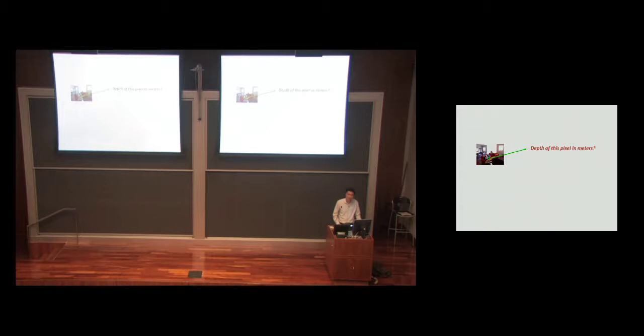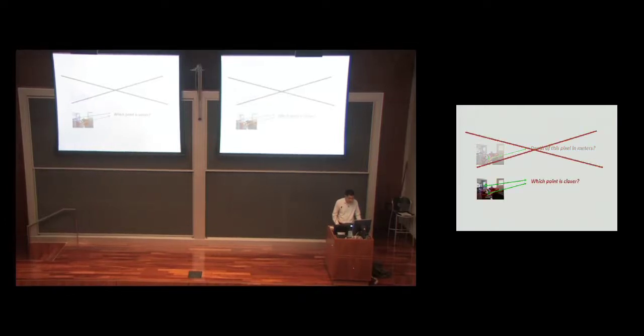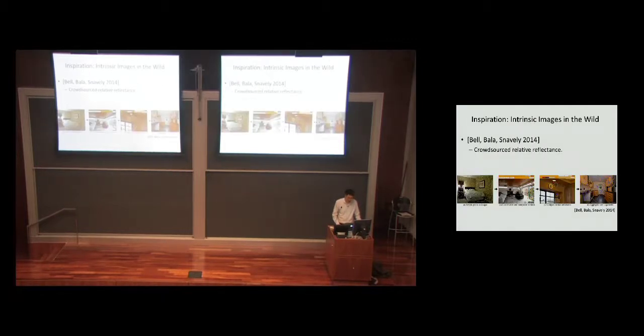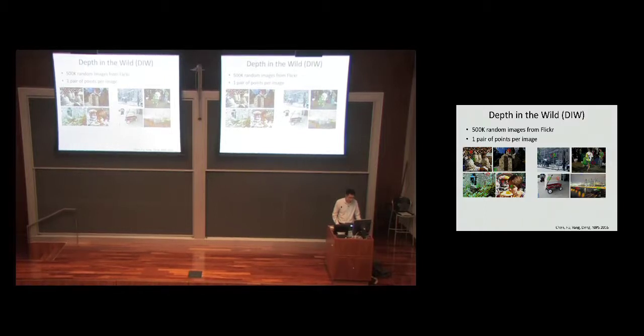The problem is that you cannot really ask humans about the depth value, metric depth, at each individual pixel. You cannot really ask, okay, what's the depth of this pixel in meters? Humans cannot do this very well. So instead, we asked about some alternative forms of annotations. For example, we ask about relative depths: given 2 points sampled from an input image, we ask humans which point is closer. This is inspired by an earlier work called Intrinsic Images in the Wild, which crowdsourced relative reflectance. So we collected a dataset called Depth in the Wild that consists of 500,000 random images from Flickr with one pair of points annotated for each image.